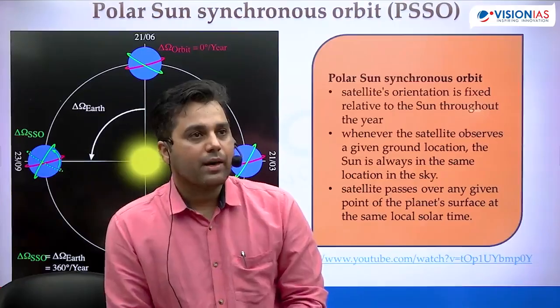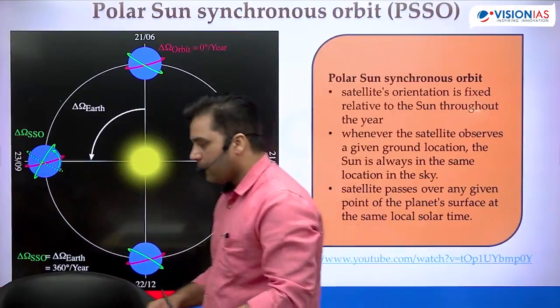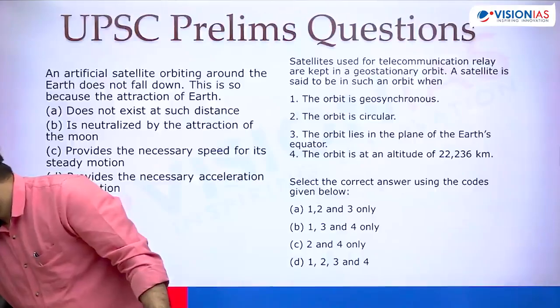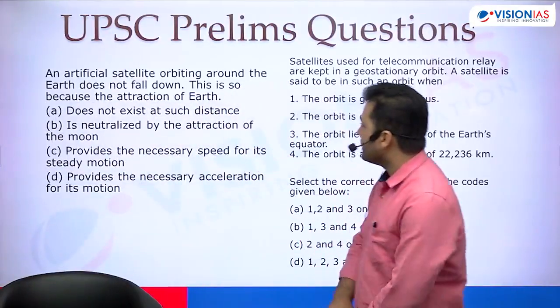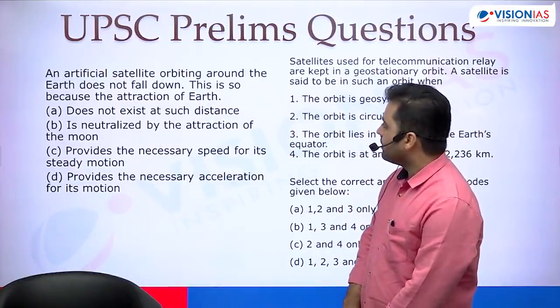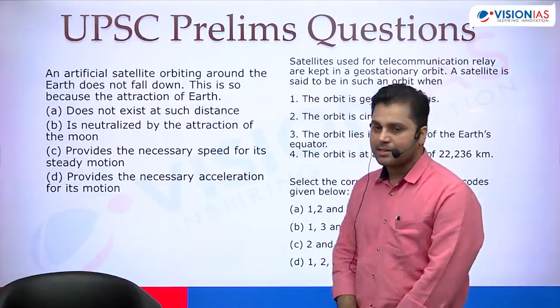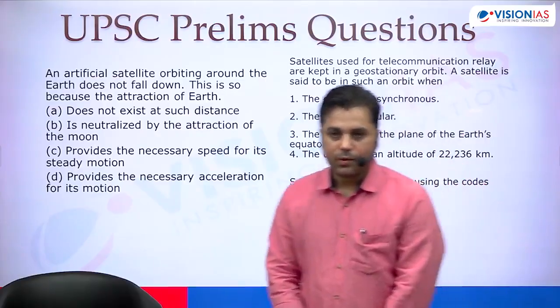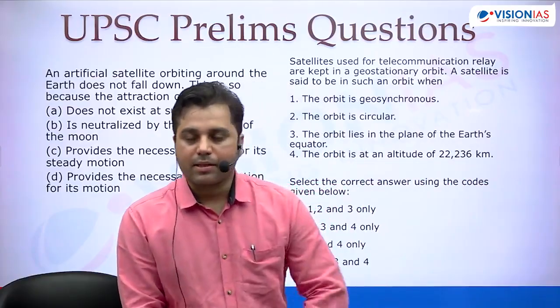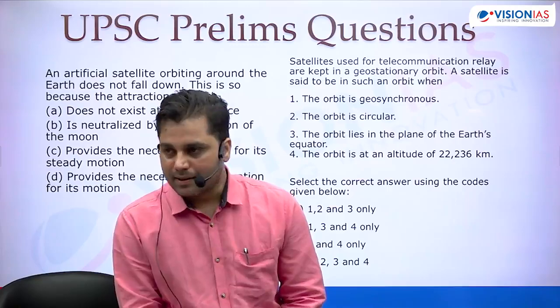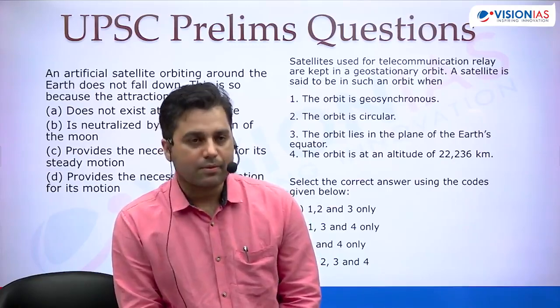In the first question, why not A option? Now, A toh kabhi option bhi nahi tha. "An artificial satellite orbiting around the Earth does not fall down. This is so because the attraction of Earth does not exist at such distance." Agar aisa hoga toh orbit kabhi milega hi nahi. Right? So Earth ka jo gravitational pull hai, it decreases with height, but does not become zero.